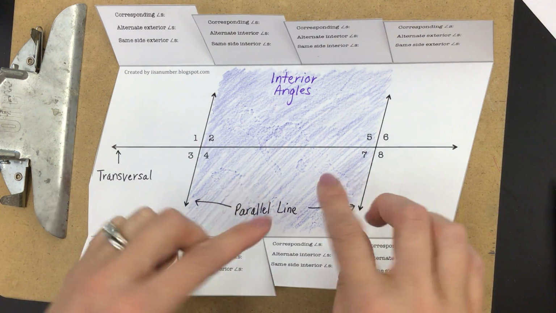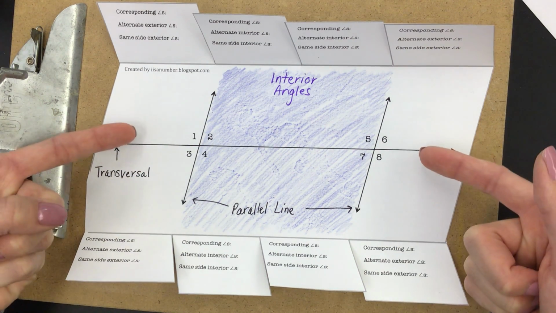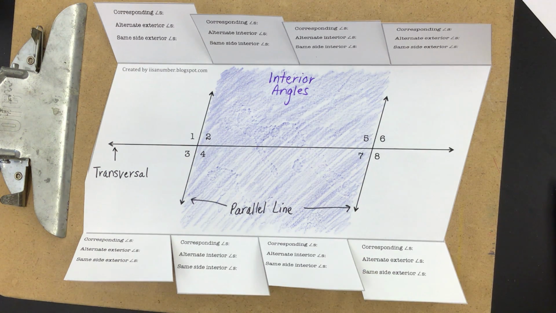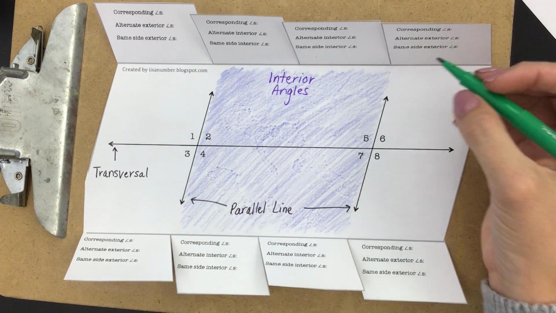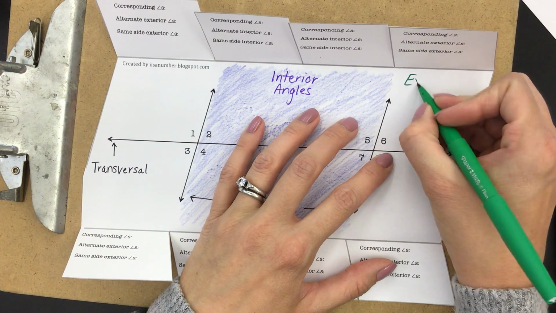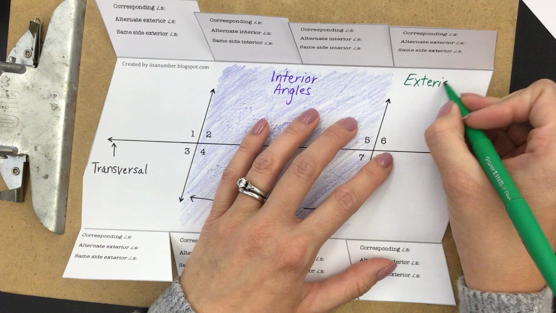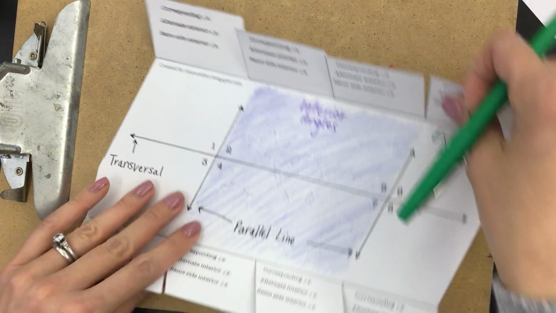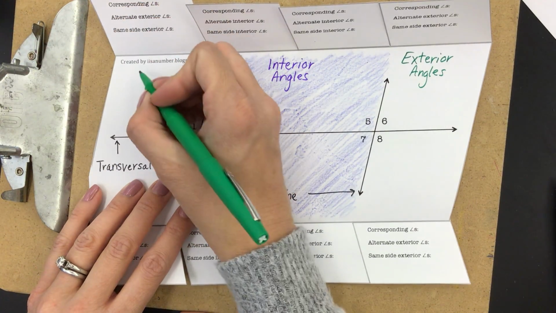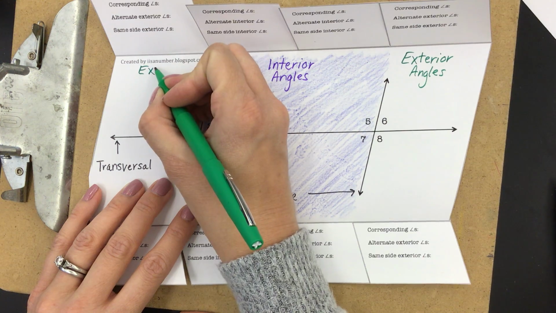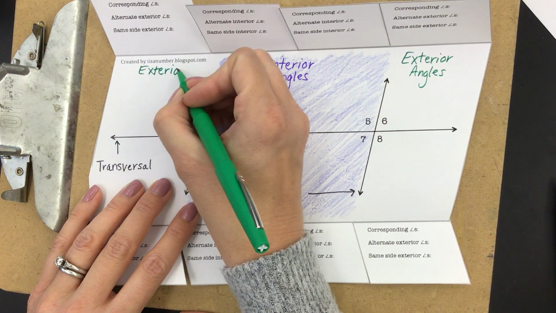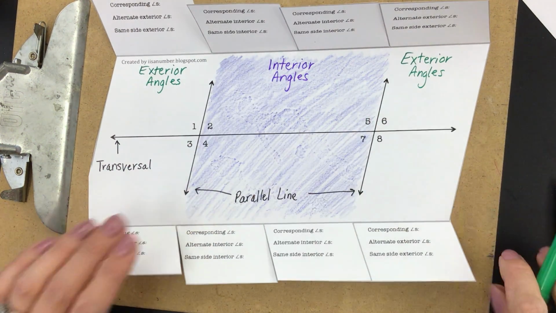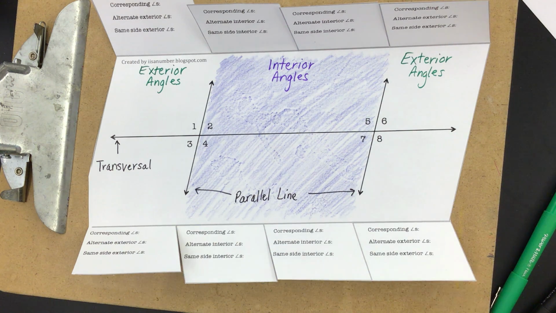Now the angles that are on the outside of our parallel lines, angle 1, 3, 6, and 8, are called the exterior angles. Okay, and I'm going to color code those as well.